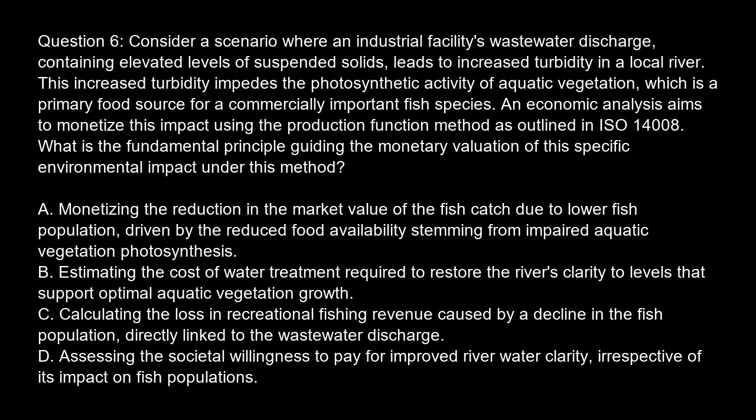Option A. Monetizing the reduction in the market value of the fish catch due to lower fish population, driven by the reduced food availability stemming from impaired aquatic vegetation photosynthesis. Option B. Estimating the cost of water treatment required to restore the river's clarity to levels that support optimal aquatic vegetation growth. Option C. Calculating the loss in recreational fishing revenue caused by a decline in the fish population, directly linked to the wastewater discharge. Option D. Assessing the societal willingness to pay for improved river water clarity, irrespective of its impact on fish populations.